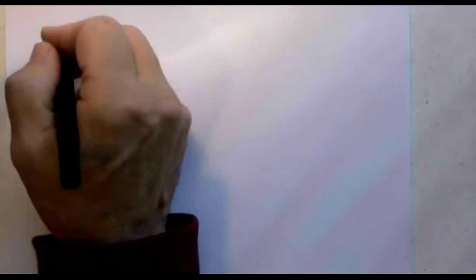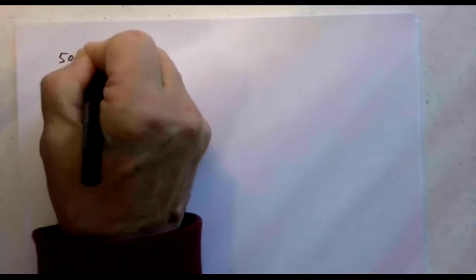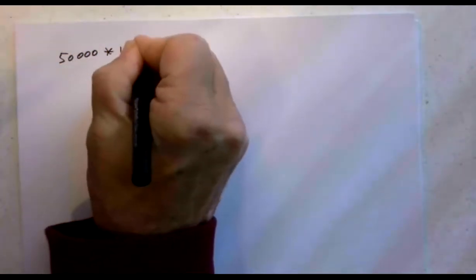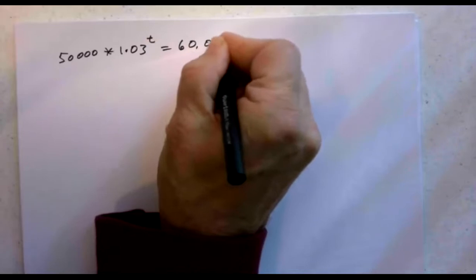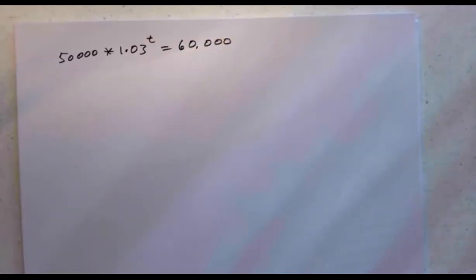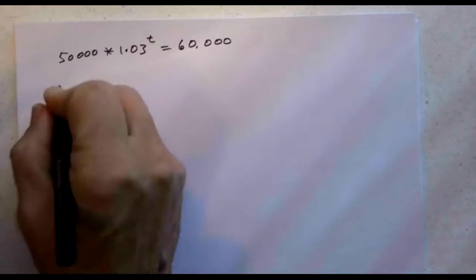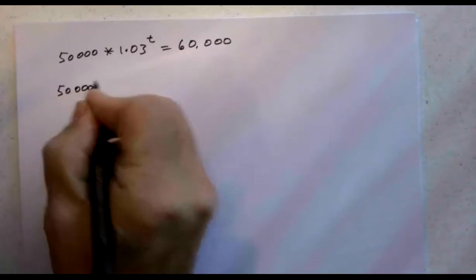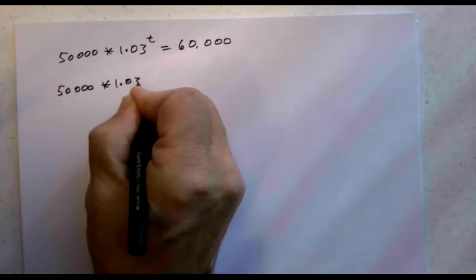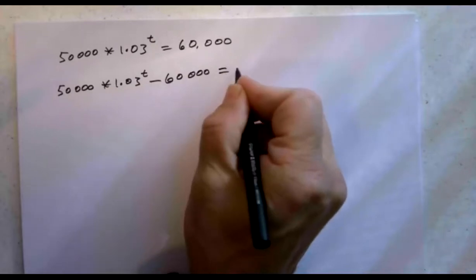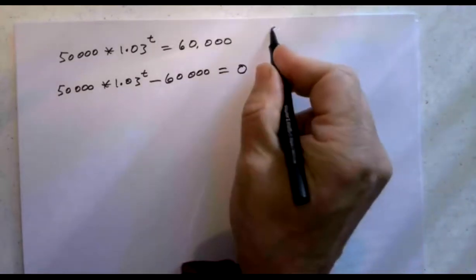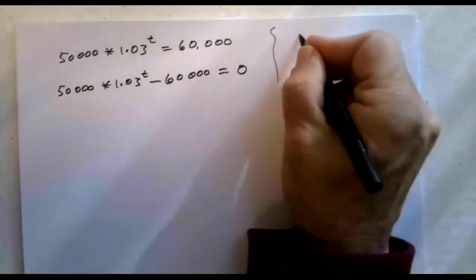So this is what we need. We need 50,000 times 1.03 to the T equals 60,000. I'm going to first solve it on the graphing calculator. So let's subtract the 60,000 from both sides. So 50,000 times 1.03 to the T minus 60,000. When does that equal 0? So again, T is the number of years since 2020.